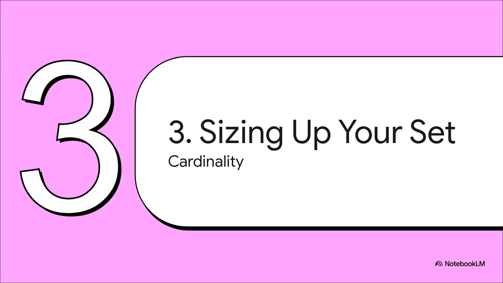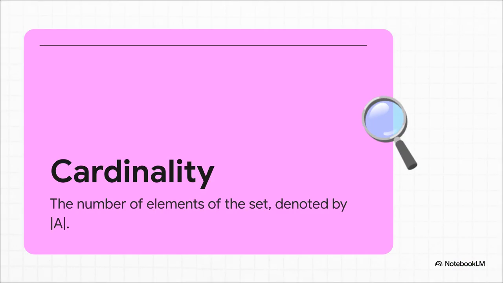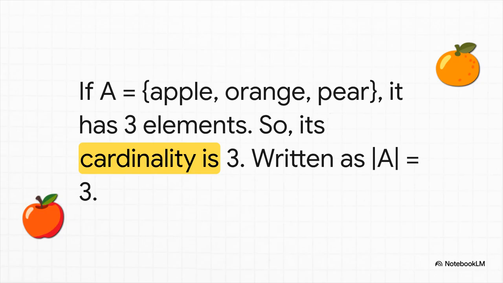All right, we've got the language down. Now we can start doing stuff with sets, like measuring them. And this idea has its own special name, cardinality. Don't let the fancy word fool you. Cardinality is just the number of unique things inside a set. We write it by putting these 2 vertical bars around the set's name. You'd read this as the cardinality of A. And most of the time, it's just as easy as it sounds.